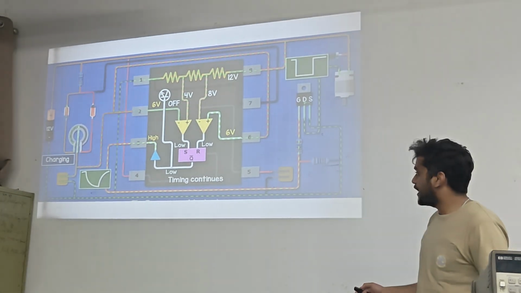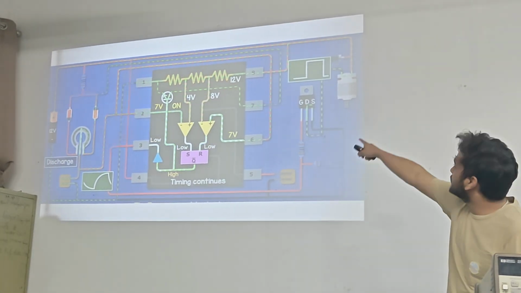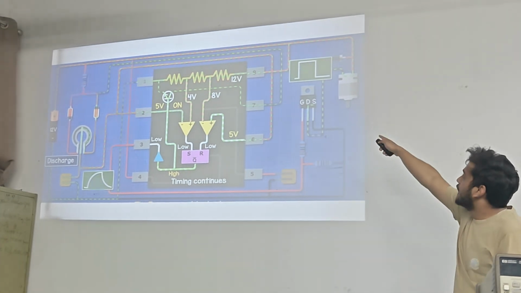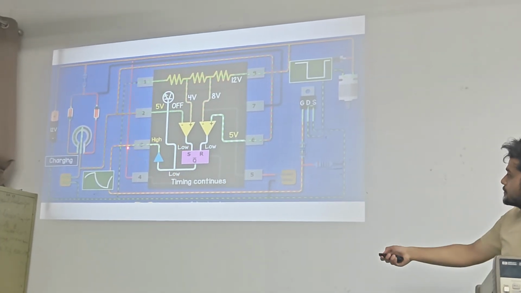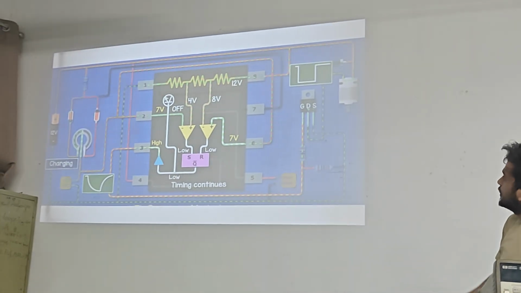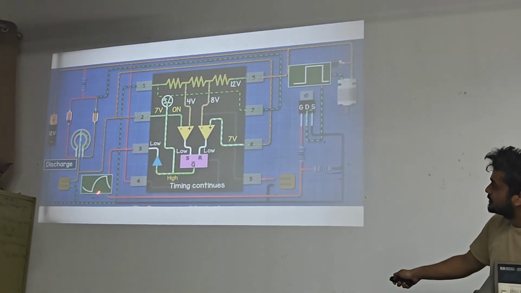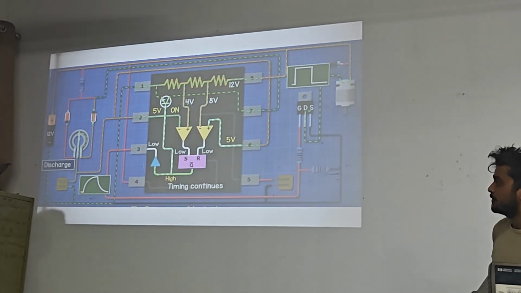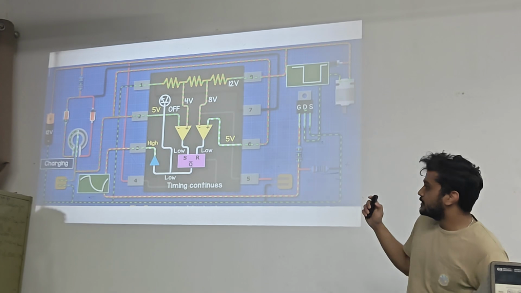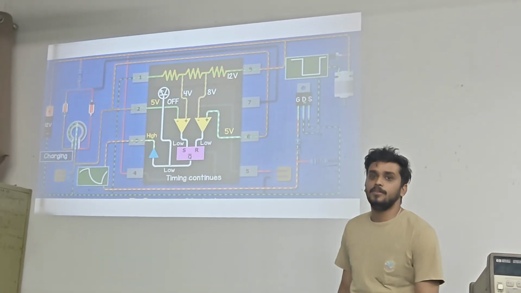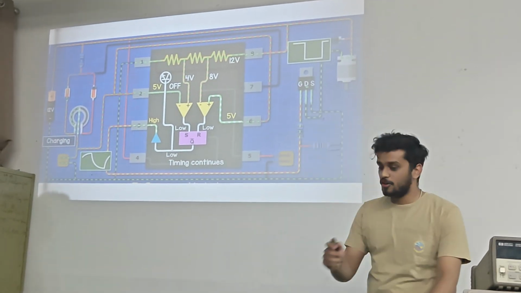So I have an animation. When the capacitor is charging, the output is high. When the capacitor is discharging, the output is low. Now the capacitor is charging, output over here is high, the motor is on, and when the capacitor is discharging, output here is low and the motor is off. So this is the basic circuit diagram of the 555 timer and our project.